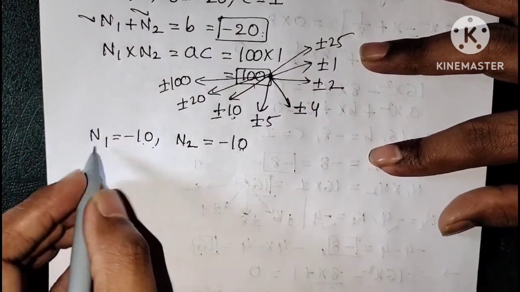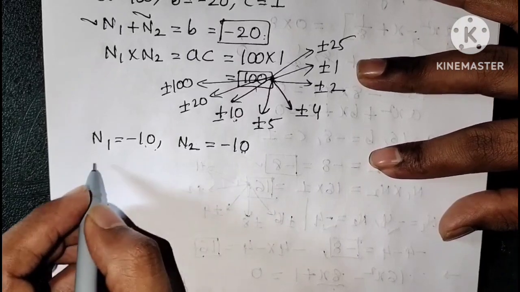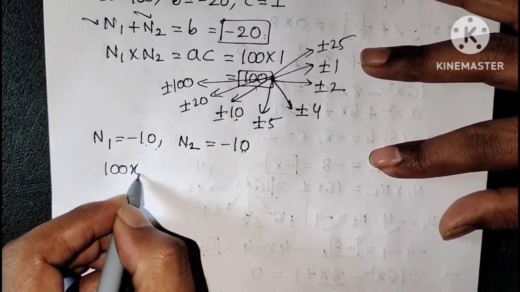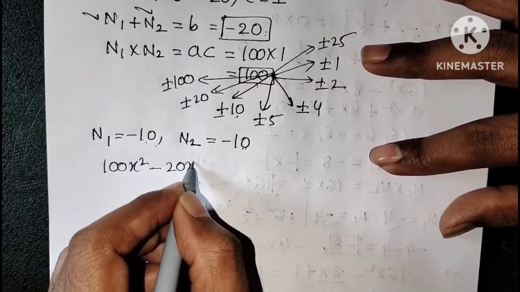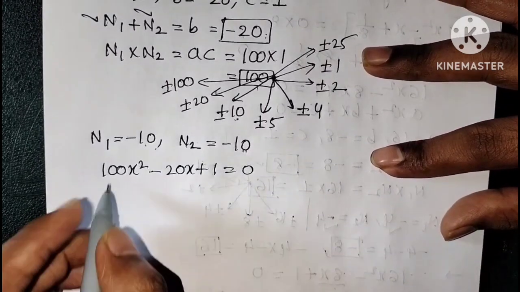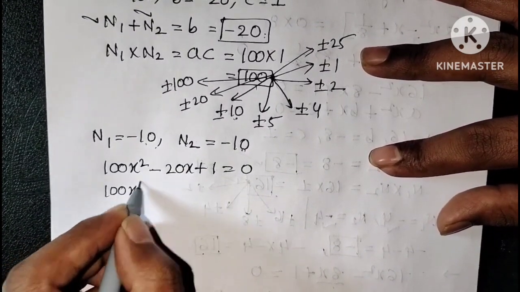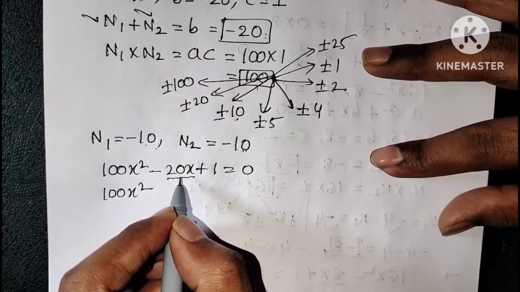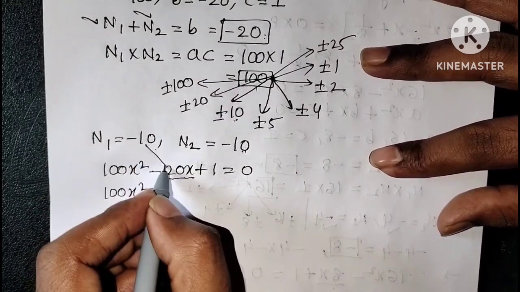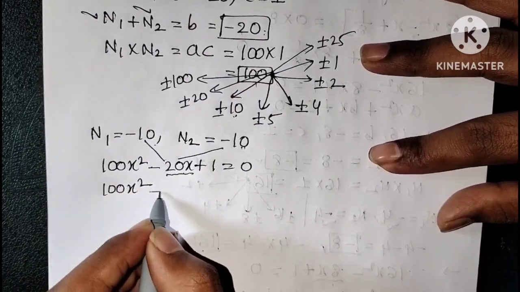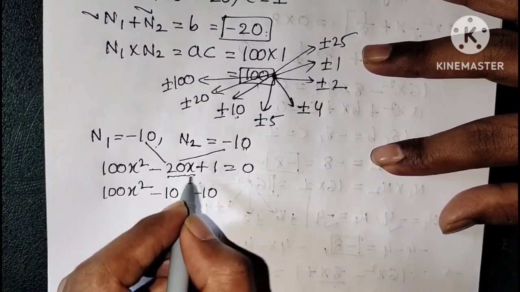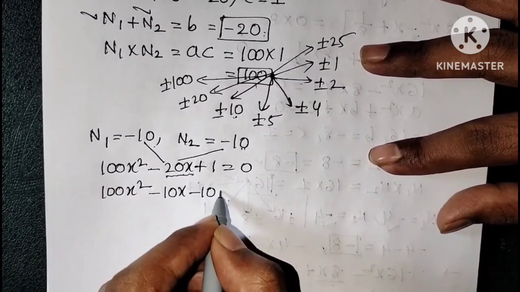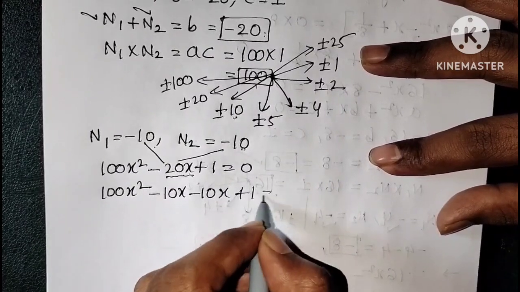So now split the middle term using n1 and n2. So what is the quadratic equation? 100x square minus 20x plus 1 is equal to 0. Here the middle term is minus 20x, and we split it using n1 and n2. Minus 20 can be written as minus 10 minus 10. Here the variable is x, right? Minus 10x minus 10x plus 1 equal to 0.